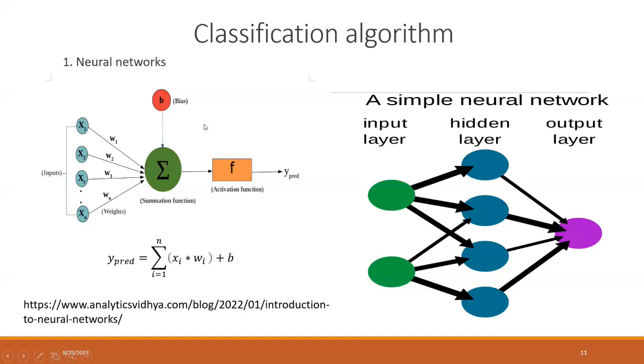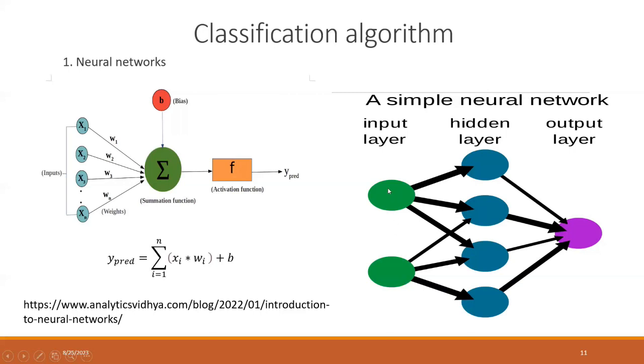So I have given you 2 diagrams here. This diagram is giving you the functioning of a single neuron, and this is the complete architecture of a neural network. So the first figure shows how a single neuron functions, and this one is about how a complete neural network works.